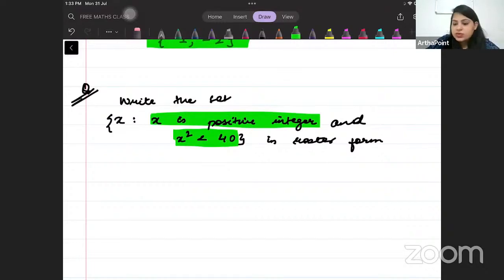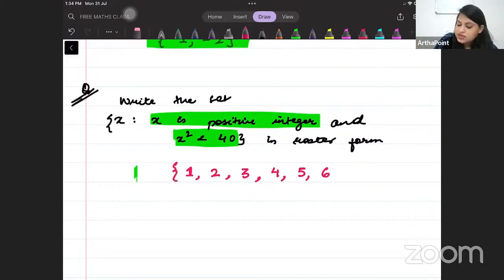So 1 square is 1, so 1 can come. 2 square is 4, so 2 can come. 3 square is 9, so 3 can come. 4 square is 16, so 4 can come. 5 square is 25, 5 can come. 6 square is 36, 6 can come. 7 square is 49, 7 cannot come.